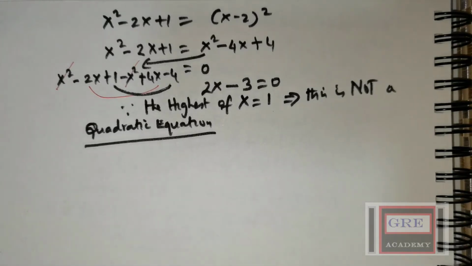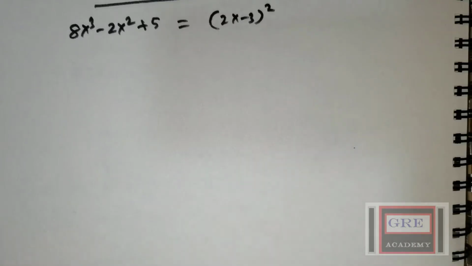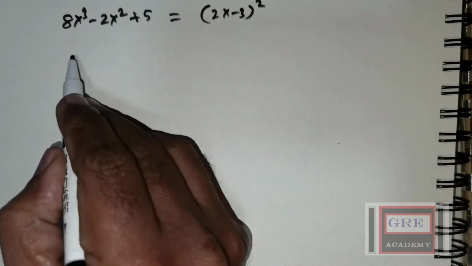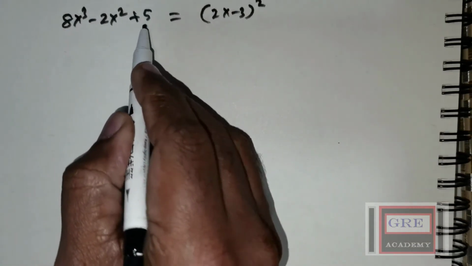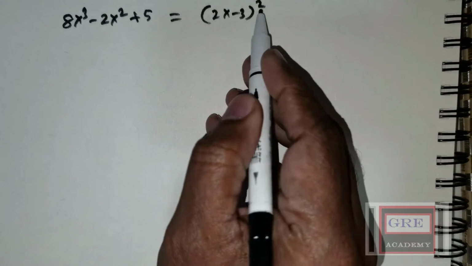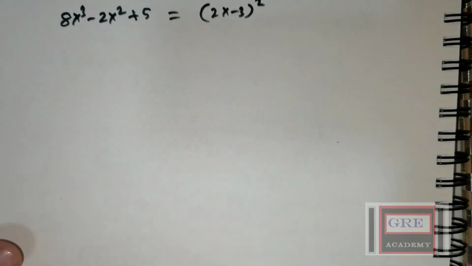Okay, so that completes the result for this question. Students, this is the next question. We are given 8x³ − 2x² + 5 = (2x − 3)². So this is what we are being given.